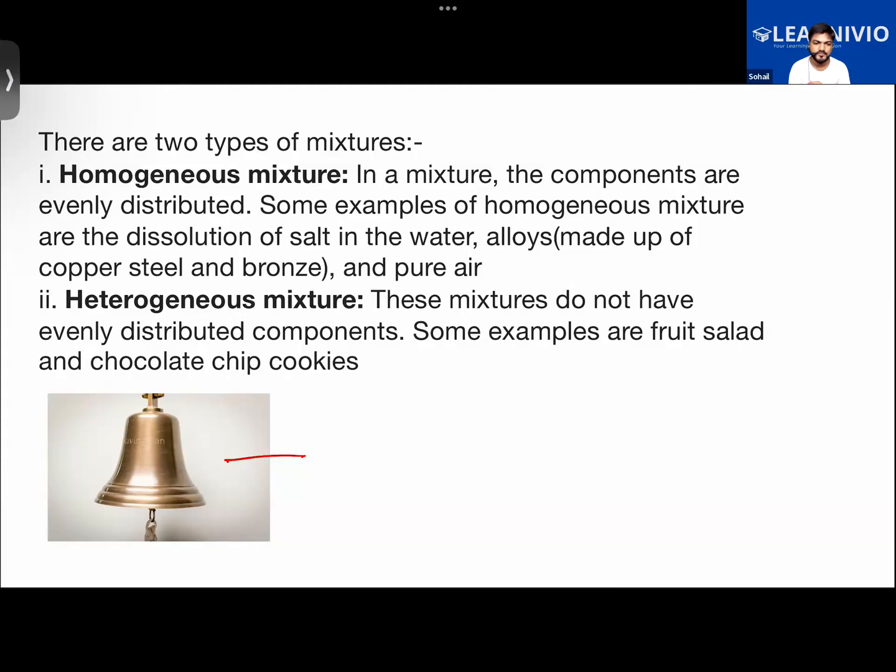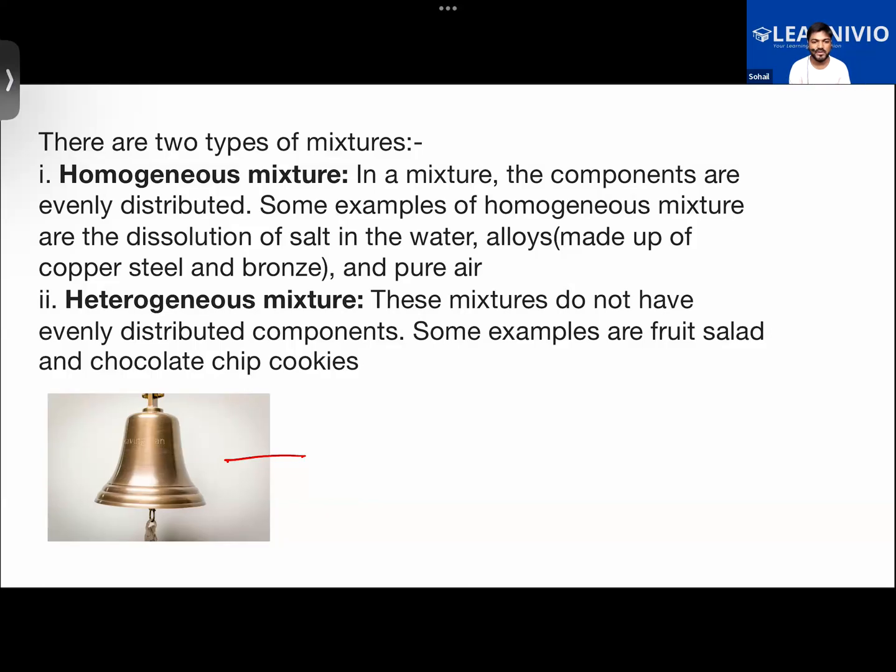Further, we have two types of mixture. Remember? Homogeneous and heterogeneous. How are they different from each other? Homogeneous mixtures are mixtures whose components are evenly distributed, so you can't distinguish which is which particle. For example, if there is pure air, which does not have any dust particles floating in it, will you be able to distinguish between the components? No, that is the case.